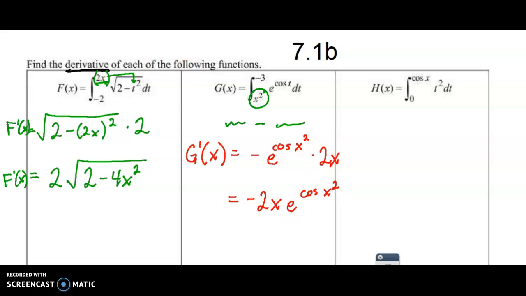All right. And then as I do this last one, same thing. H prime of x will equal, I'm replacing t with cosine of x, we just typically write cosine squared of x. And then the derivative of cosine is negative sine.